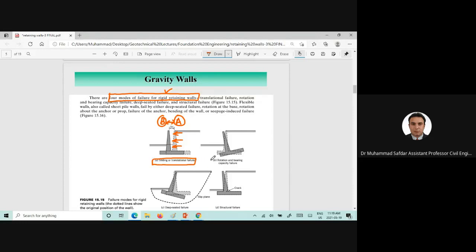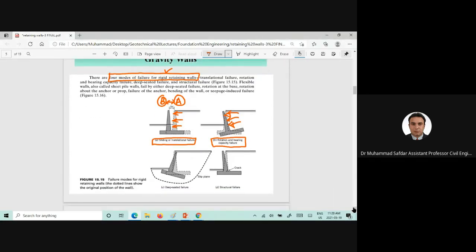There is another mode of failure as well, which is known as the rotational or bearing capacity failure. In that case, usually the lateral stresses are too high, which overturn the retaining wall. There is another mode of failure as well, and that is known as the deep-seated failure. Now, in that case, if the slip plane or slip surface occurs globally here, so as a whole, this retaining wall will settle, or we can also call it the settlement mode of failure as well.